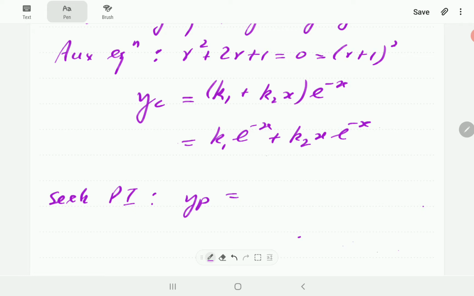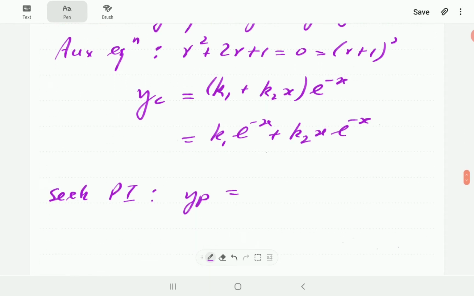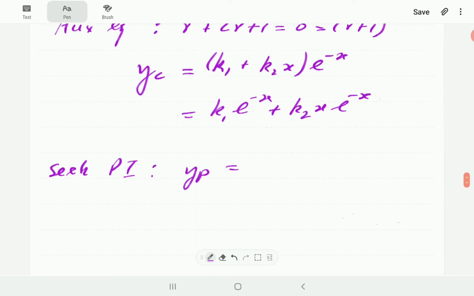of the form. Based on the nonlinear term, it is a constant times e to the minus x. So we want yp to take the same functional form. This is going to be a e to the minus x.